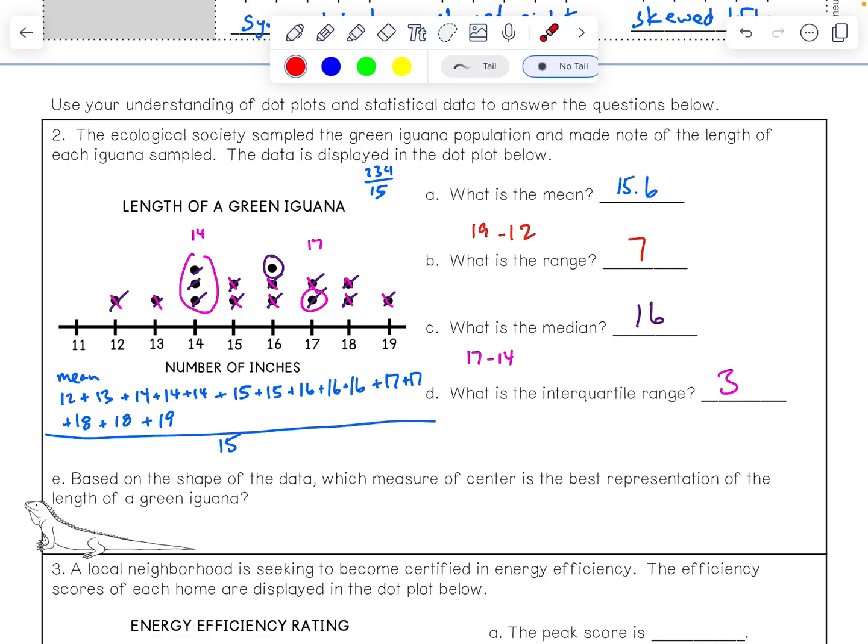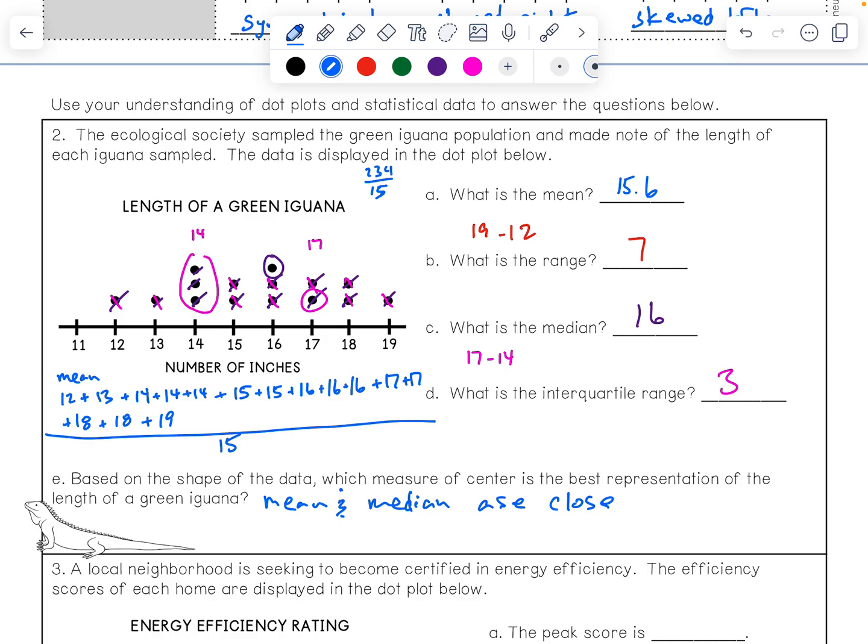So, based on the shape of the data, which measure of center is the best representation of the length of the green iguana? I'd say both the mean and the median are pretty close. The data is symmetrical, so I guess technically the mean is best, but I would say neither one is particularly awesome or better than the other. So mean and median are close. But if you're going to say, well, this is symmetrical, therefore the mean is better, then you can say that.